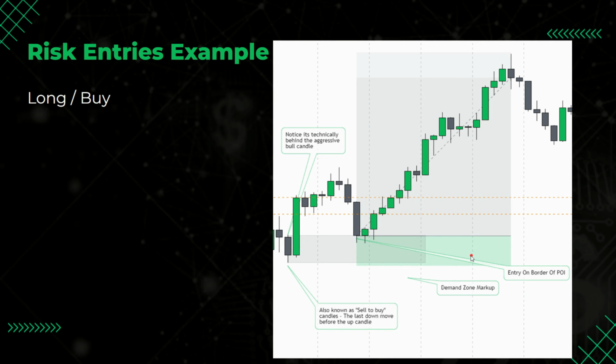And so again, we can expect that for buy examples, the pending order can be set on the top of the demand zone, or the upper border of the demand zone, and the stop loss is on the lower border of the demand zone.